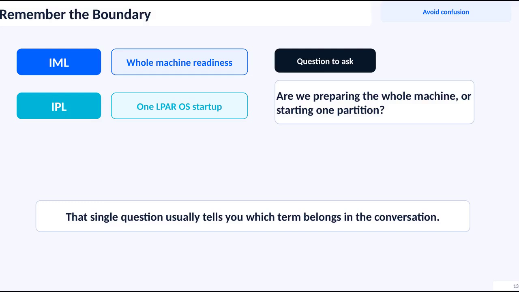The cleanest way to avoid confusion is to keep one question in your mind. Are we preparing the whole machine, or are we starting one partition? If the conversation is about machine readiness and loading the I/O map, you are thinking about initial machine load. If the conversation is about loading an operating system into one LPAR, you are thinking about initial program load. This boundary will help in almost every future discussion. Many startup problems sound similar at first, but they belong to different layers. A machine-level configuration issue is not the same as a partition-level boot issue, even when both prevent useful work from starting.